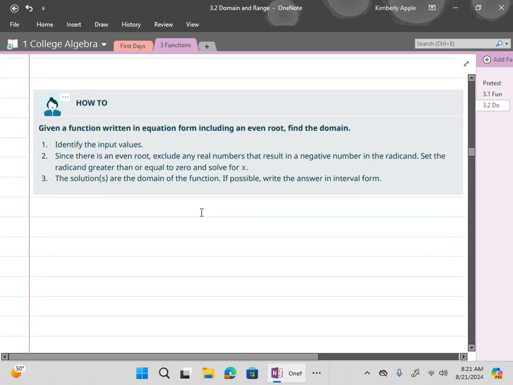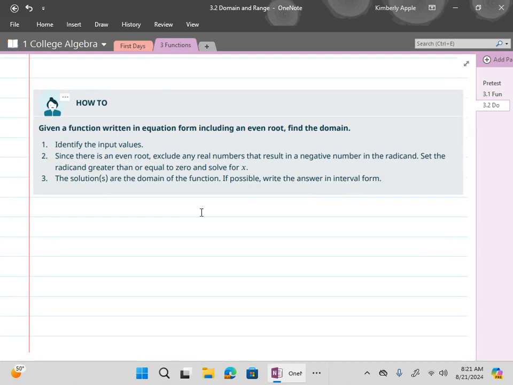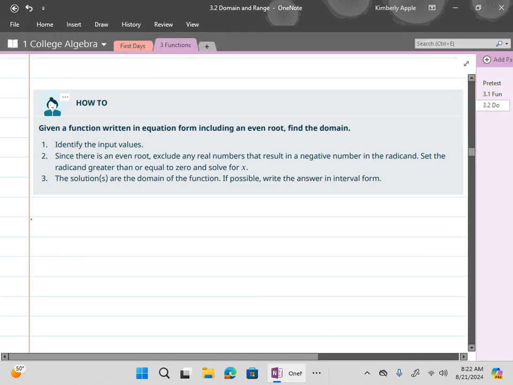Now let's talk about a function written in equation form, including an even root. This is very specific, like a square root, or a fourth root, or a sixth root, or an eighth root. You're going to follow very much the same idea, except there's going to be a different set of numbers that are going to cause a problem.